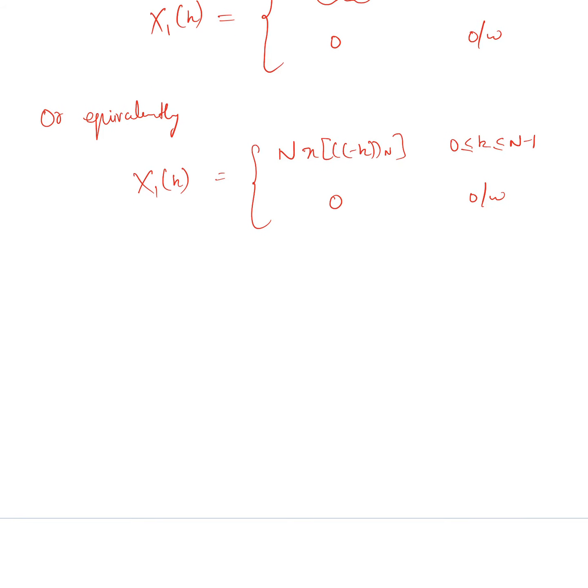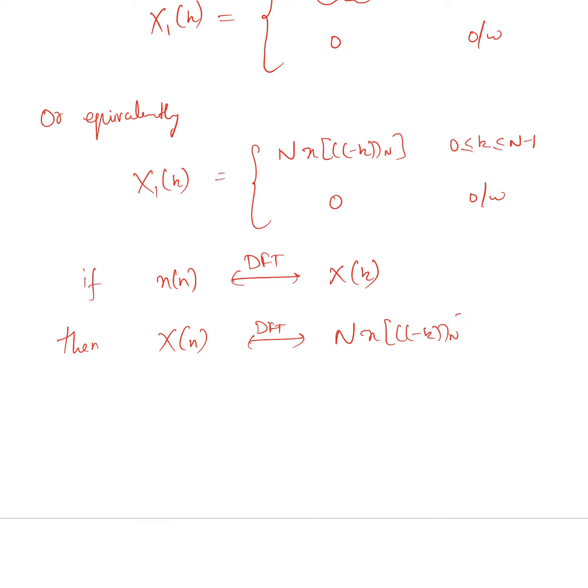Okay, so based on this we can write finally that if X of n for a finite length sequence has the DFT given by X of k, then for X of n the DFT would be N x of (minus k modulo N) for k lying between 0 and N minus 1. Okay, so this is the duality relationship for the discrete Fourier transform.